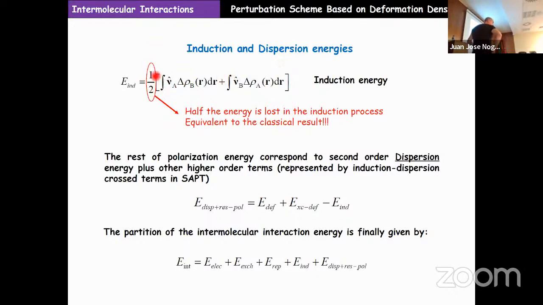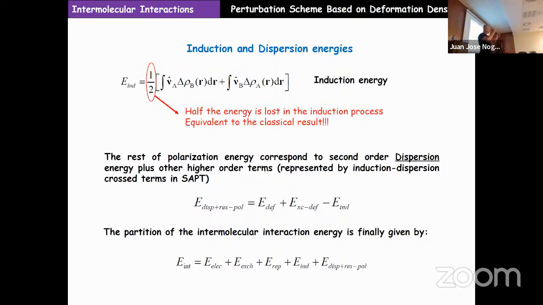But when we talk about induced dipoles, induced multipoles, we also have this 1/2 multiplied here, because half of the energy is lost in the induction process. So it's nice that we recover the classical result, because induction energy has classical origin. And the rest of polarization, once I get the induction energy, is the dispersion plus the higher order terms.